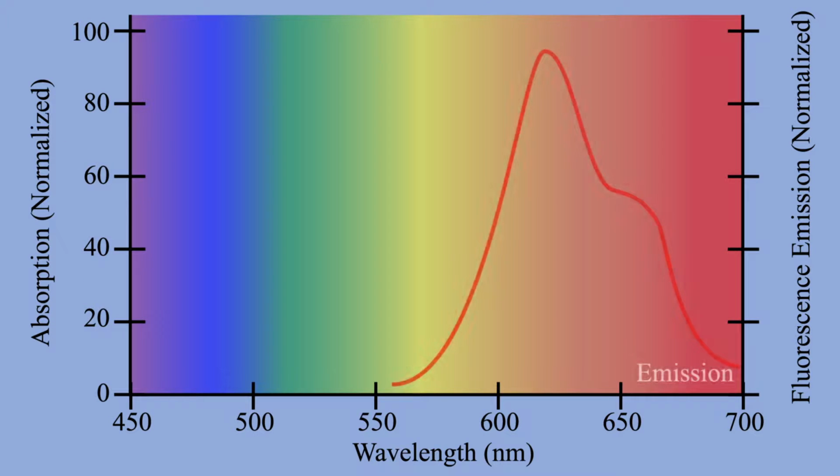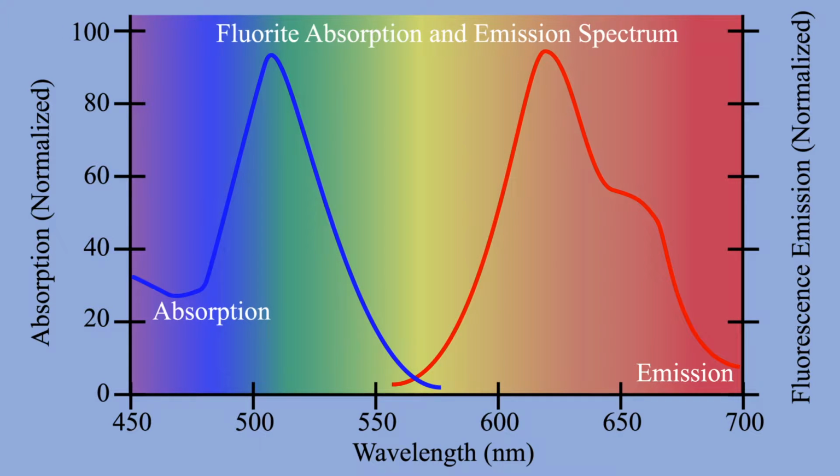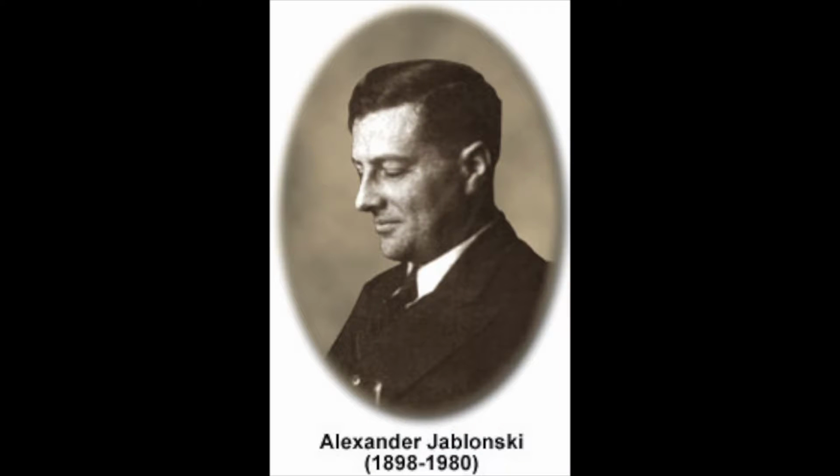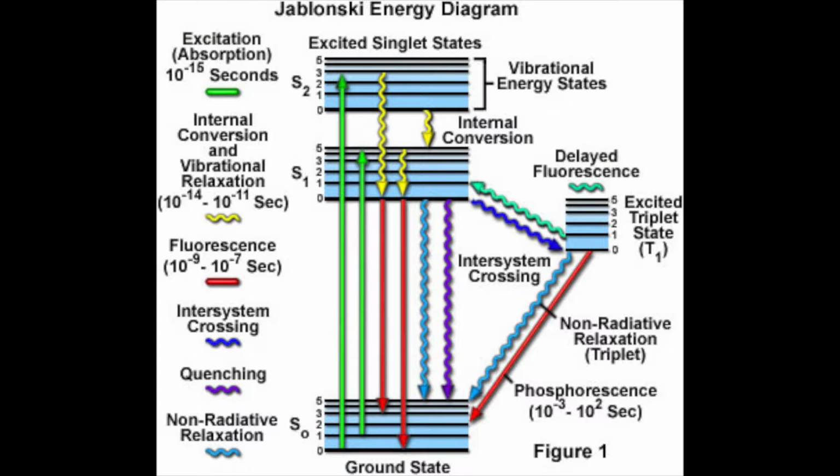Stokes was also the first to note that the wavelength of the emitted light is longer than the wavelength of the excitation light. Today we know this as Stokes' law, or Stokes' shift. The process of fluorescence was later explained in quantum mechanical terms by Ukrainian physicist Alexander Jablonski in 1935 by constructing what we now refer to as a Jablonski diagram.